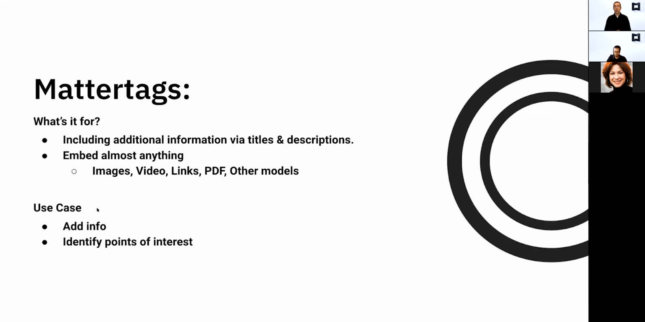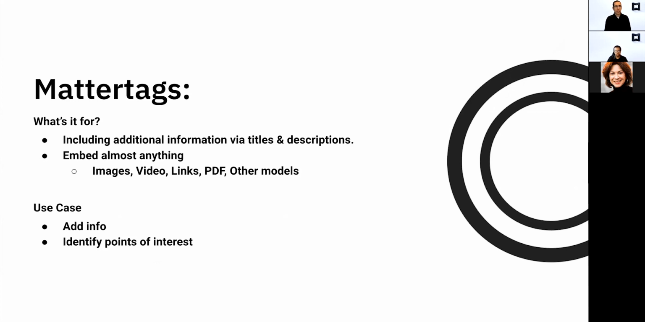Mattertags, this is another one that is absolutely huge. Mattertags is a way for you to place a pin over anything that is 3D in your model. And you can include titles, descriptions, embed images, link to websites and forms, embed PDFs even. You can even embed entire models into the Mattertag, and I can show you an example of that if we get to it later on.